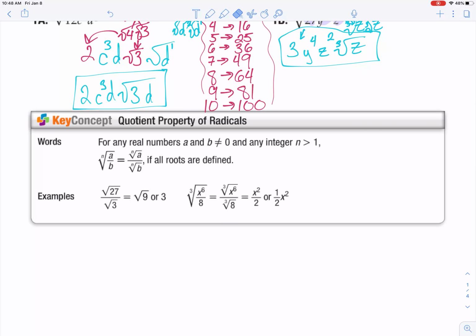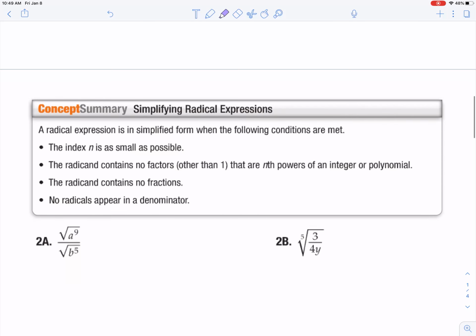6.5 video 2 is going to talk about the quotient property of radicals, which basically states that, as a general rule, we don't like radical signs on the bottom of a fraction. So when we simplify, we will want to use this rule here that says if you have a fraction inside a radical sign, you can split it up to have a radical on top and then a radical on bottom. So we're going to use that rule down here.